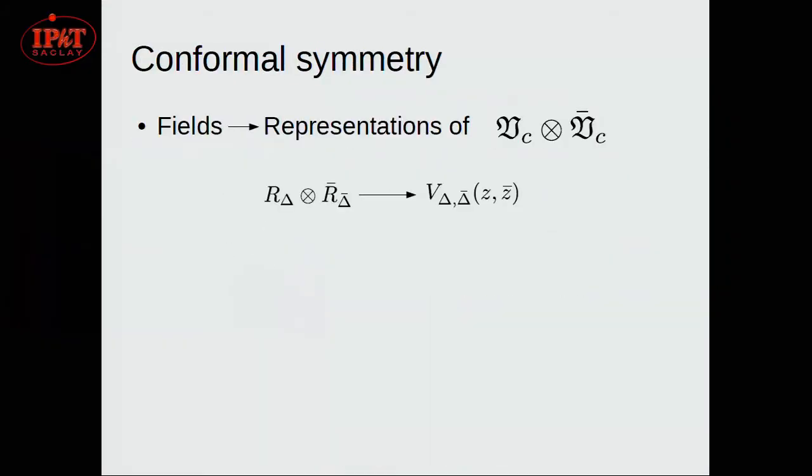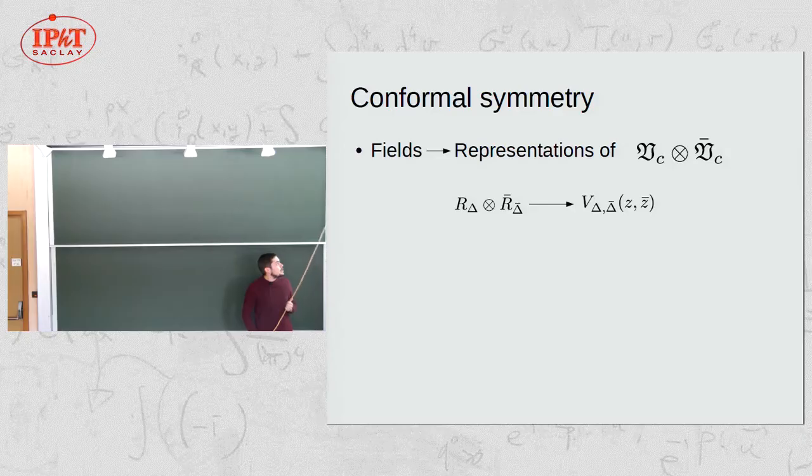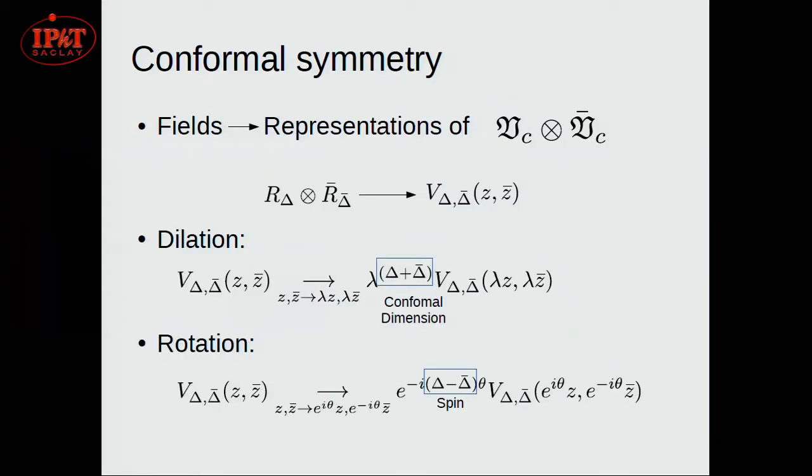So what does it mean for a field theory to have conformal symmetry? Well, first of all, it means that our fields will fall into representations of the symmetry algebra V times V-bar. And so if we have a representation of the product algebra of the form R delta times R-bar delta-bar, we will denote a field belonging to such a representation by the 2 conformal weights delta and delta-bar. That the field belongs to a representation of the algebra means that when we perform a transformation, it will transform in a certain specified way.